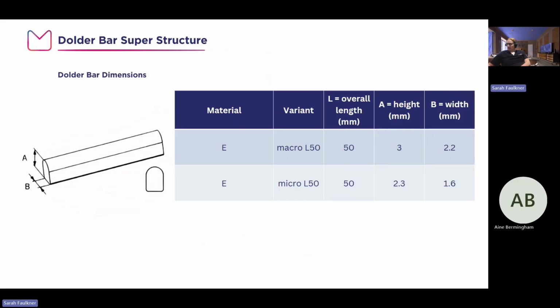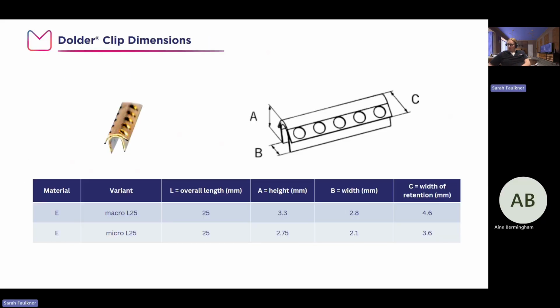The U-shaped Dolder bar comes in 2 sizes, micro and macro. You may not think it's a huge amount of difference, but when it comes to height, we are looking at a 3mm height requirement for the larger macro, and then 2.3 for the micro. And when we look at widths, we're looking at 2.2 and 1.6. These elements may not sound huge, but when it comes to restoring, that 1/2 mil here, 1/2 mil there is really critical to obtain that final successful outcome.